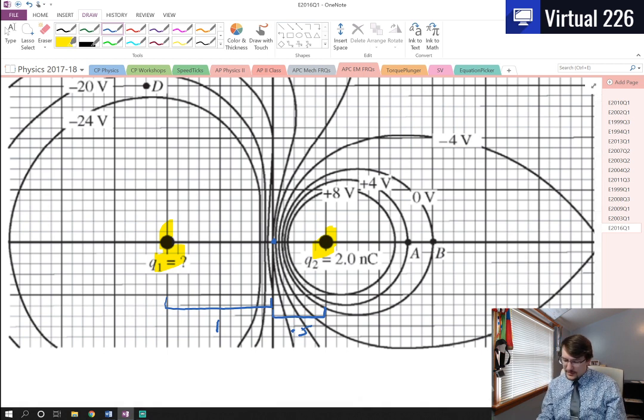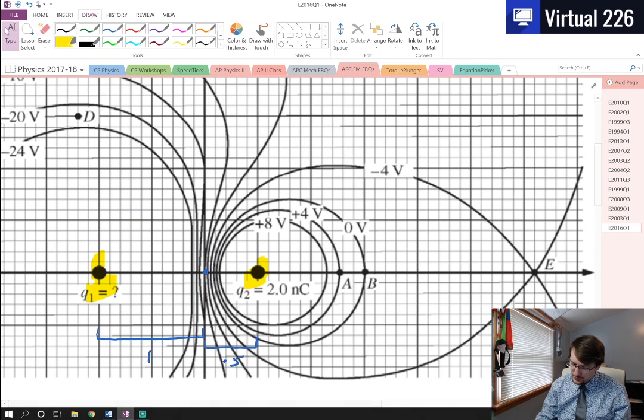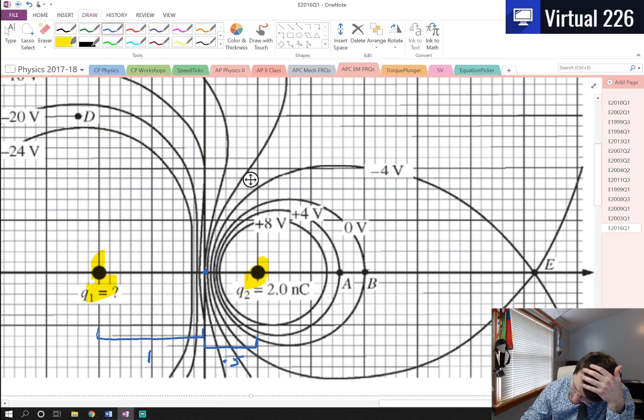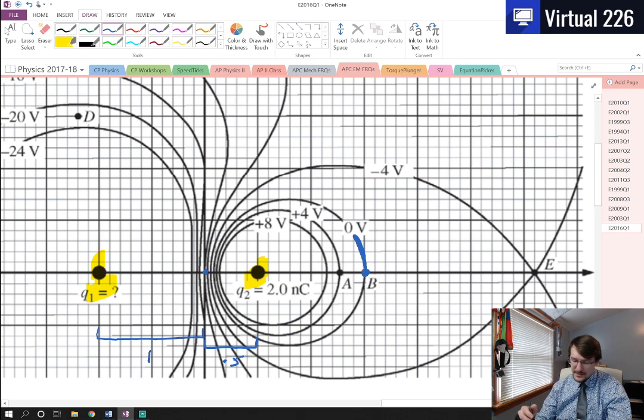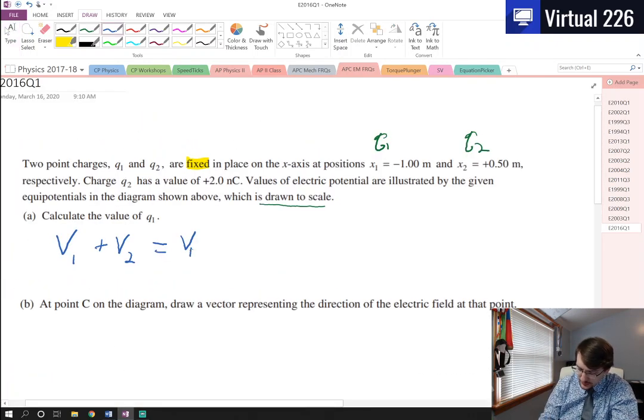It will probably be easiest if we sum these voltages and we set them equal to 0. We could set them to whatever we want, but setting them to 0 is super helpful. So let's set them equal to this point out here at B. That's at 0 voltage on this equipotential surface, this isoline. And what we can do then is find the distance away from that. So if the voltage from 1 plus the voltage of 2 equals the voltage at B, which we can say is 0, then we know that the voltage of 1 is going to equal the negative voltage of 2. So V1 equals negative V2.